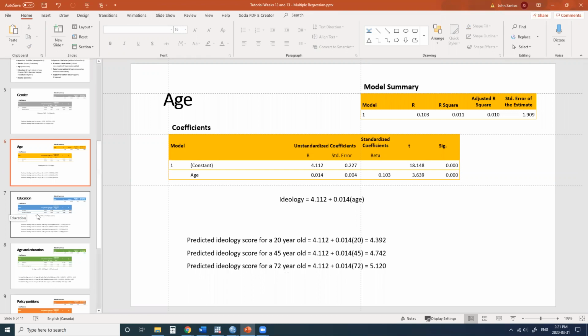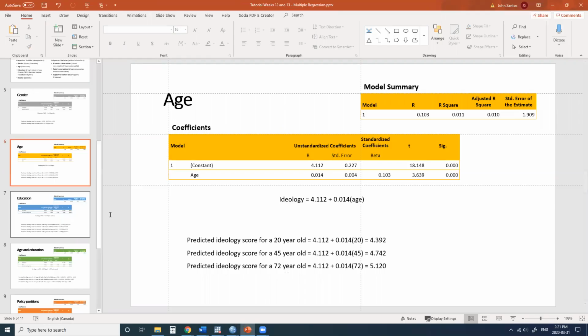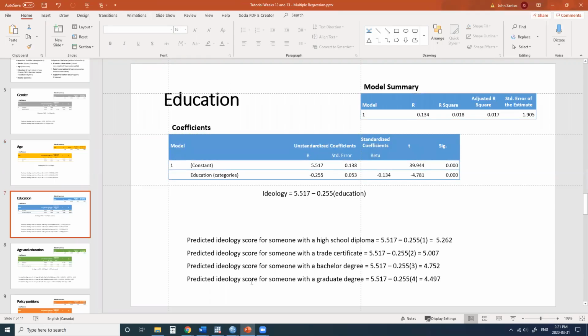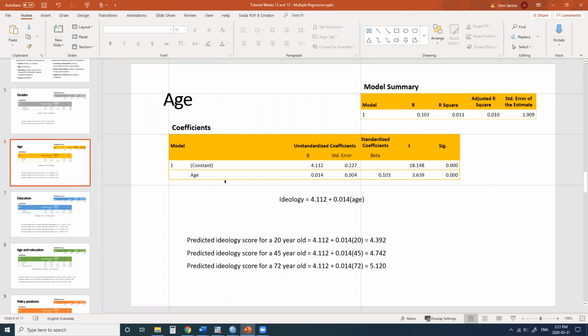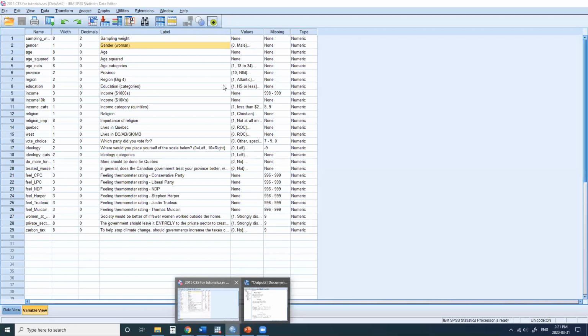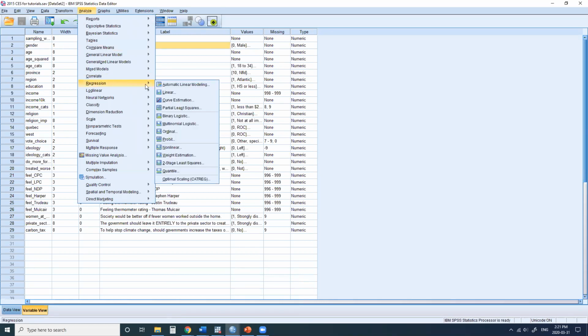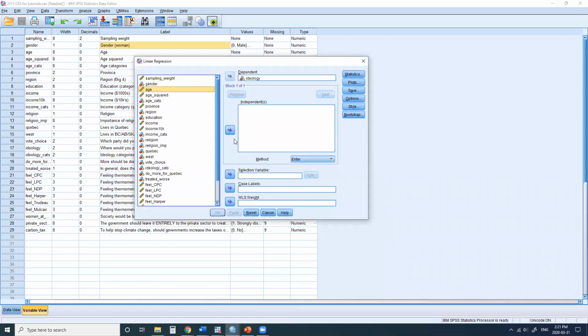We'll do one more bivariate example, and that will be, I'll just give you a sneak peek, education. I want to do this because gender was a binary variable, age was a continuous variable, and education is a nominal variable. So again, it'll help give some practice with the interpretation. So let's go back to SPSS, analyze, regression, linear, and we'll take out age and we'll put in education.